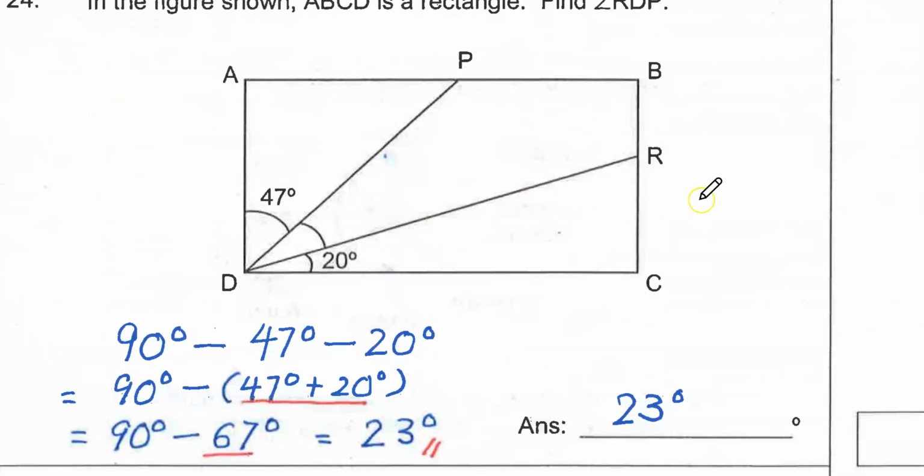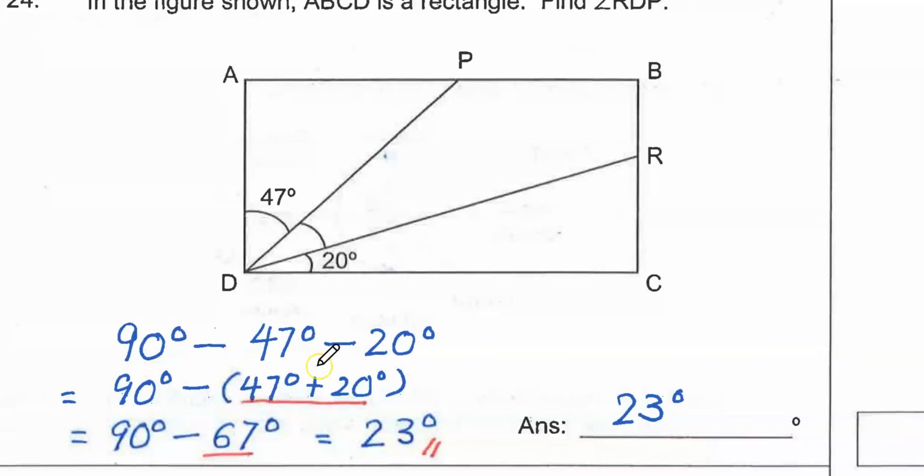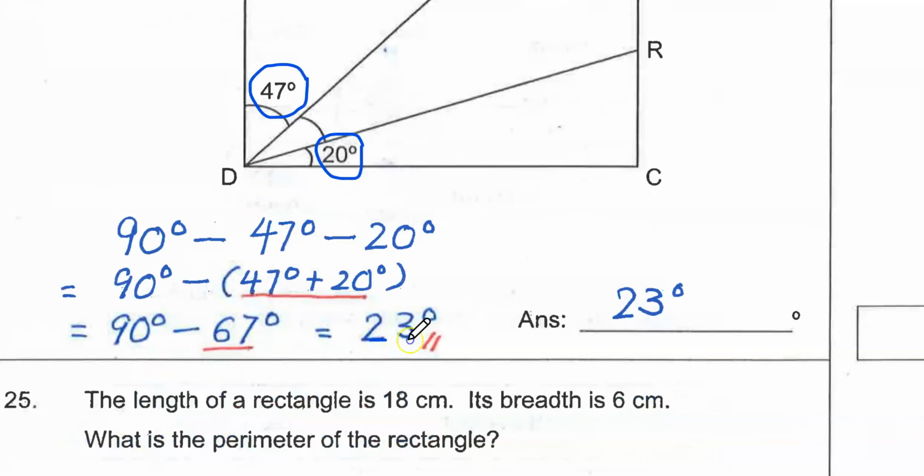Okay, this is a rectangle. This side here is definitely 90 degrees. In order to find PDR or RDP, you take 90 degrees minus all this, minus all this, and you should get the answer 23.